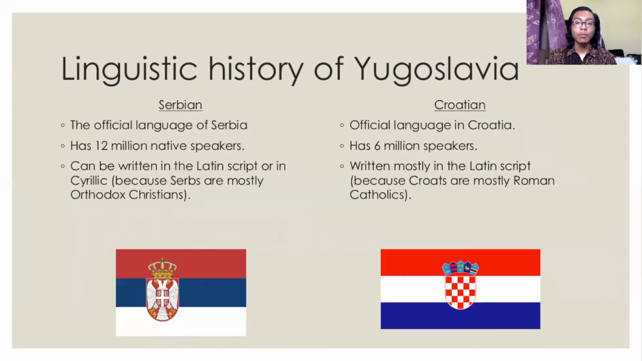So, what about a brief introduction for both languages? Serbian is the official language of Serbia. It has 12 million native speakers. It can be written in the Latin script or in Cyrillic, which is the Russian alphabet, because Serbs are mostly Orthodox Christians. However, Croatian, on the other hand, is the official language in Croatia. It has 6 million speakers, and it can be written mostly in the Latin script, or ABCs, because Croats are mostly Roman Catholics.